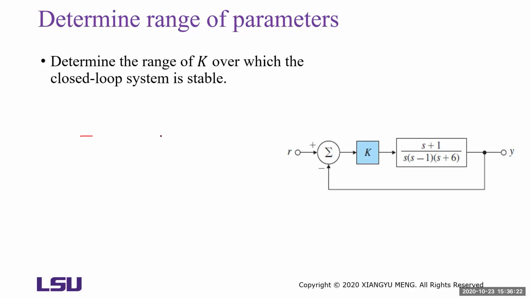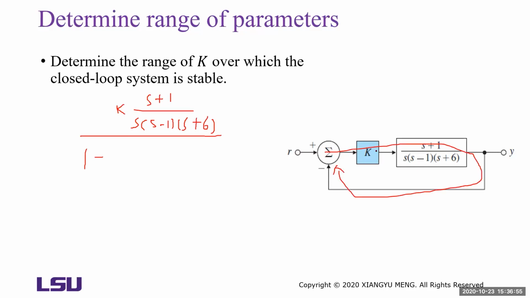First, you need to find the transfer function. The numerator will be the forward path gain, so K times (s plus 1), over (s minus 1) and (s plus 6). The denominator will be 1 minus the loop gain. The loop gain will be minus K times the open loop transfer function, so it will be plus K times the open loop transfer function.